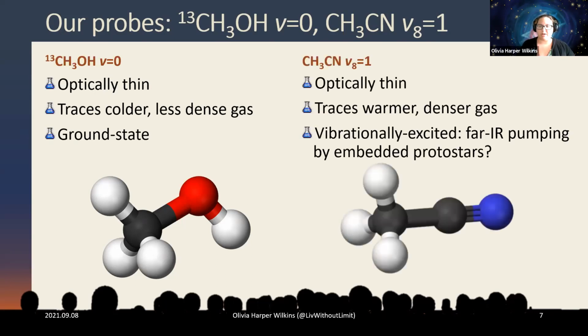We also used vibrationally excited methyl cyanide. So this is going to be tracing the warmer and denser gas, and it also gives us an interesting view of Orion KL because since it is vibrationally excited, this might be because of far infrared pumping by embedded protostars. So it could tell us where there might be some embedded young stellar objects.